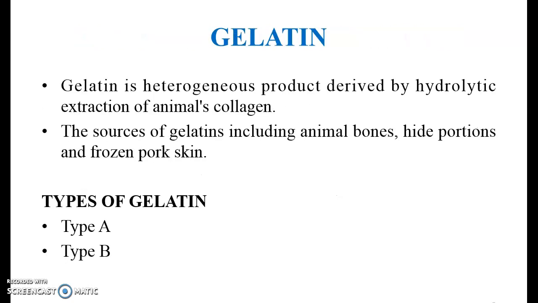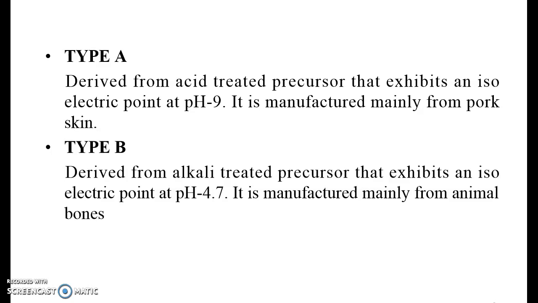So I told you the major part of capsule preparation is gelatin. So what is this gelatin? Gelatin is a heterogeneous product derived from hydrolytic extraction of animal collagen, from animal bones, in portion or frozen skin. During preparation, we can prepare gelatin in two types, type A and type B. Type A is acid treated and type B is alkaline treated. Only keep in mind that type A is the acid treated precursor and type B is alkaline treated.